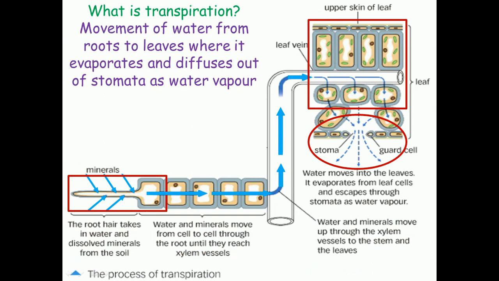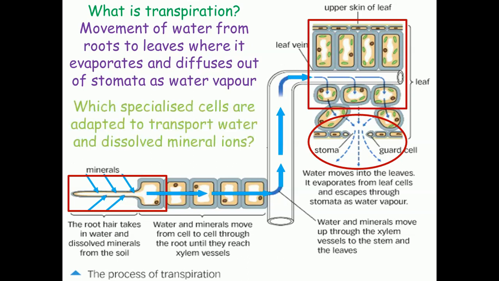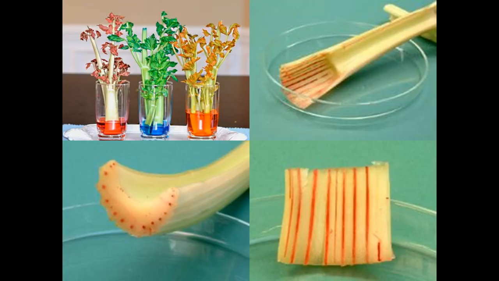So we know that transpiration is the movement of water from the roots to the leaves, where it evaporates and diffuses out the stomata as water vapor. So which specialized cells are adapted to transport the water and dissolved mineral ions as it moves through the transpiration stream? And you can link this to the experiment that was done on celery. So you could see that the dye moved all the way up to the leaves, and these specialized cells are known as xylem cells.